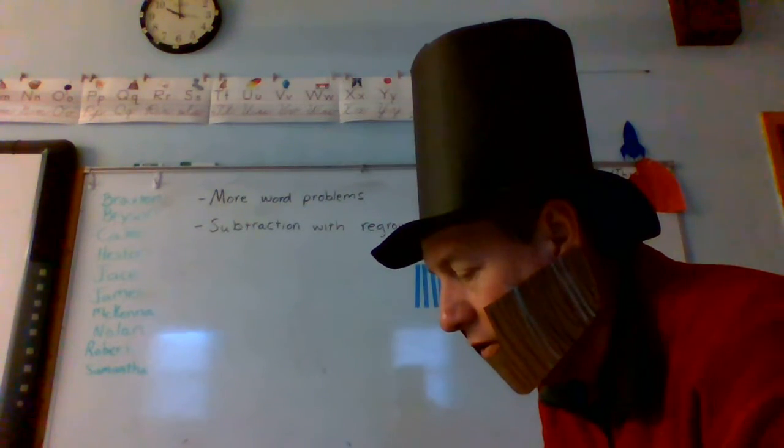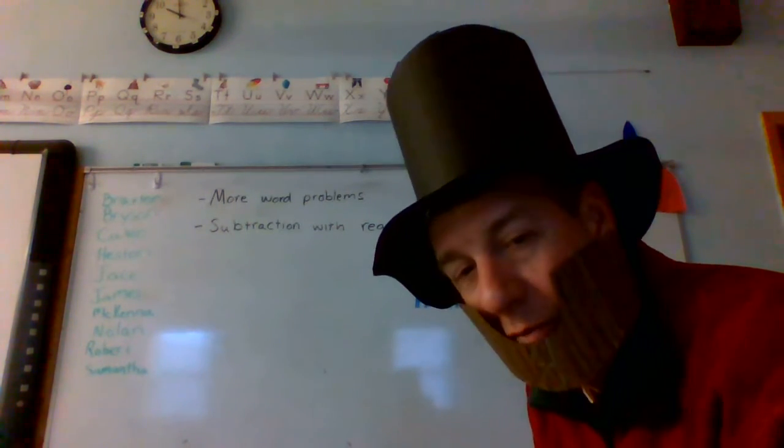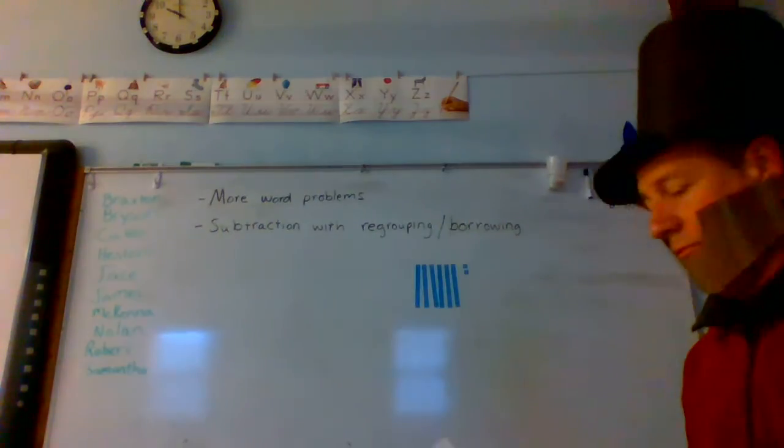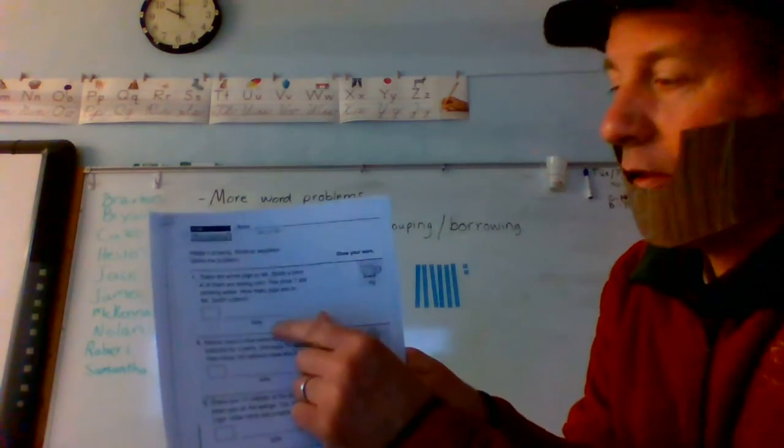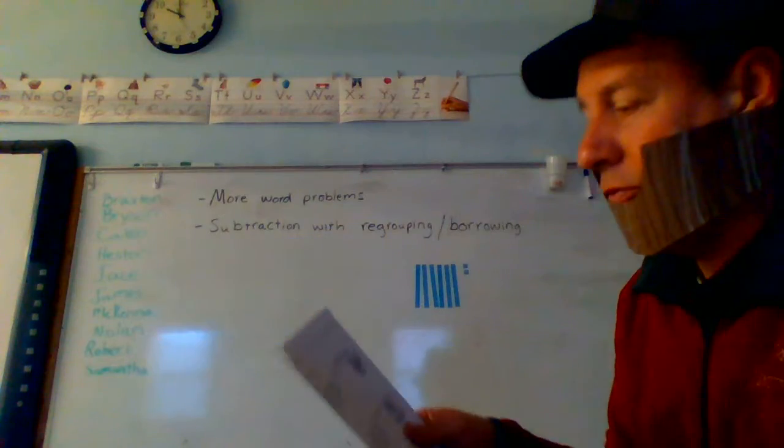8 of them are eating corn. The other 7 are drinking water. How many pigs are on the farm? So do your math right here. Give me the label, or the answer and the label.